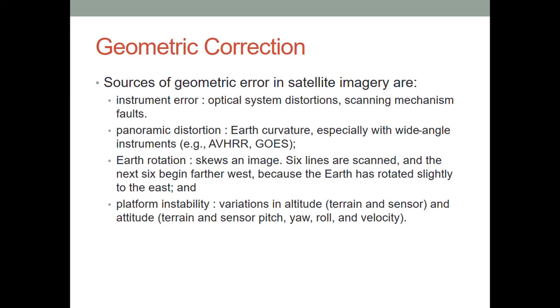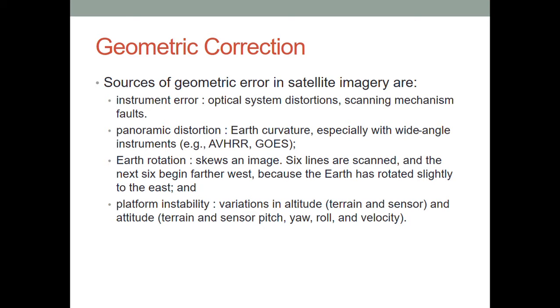So sources of geometric error in imagery include instrument error due to optical system distortion. We know that when you capture using a camera, the lens is quite skewed. There are what we call spherical lenses, so what happens is a slight distortion on the edge of the image. Or it could be due to scanning mechanism faults. So this is all about the instrument.